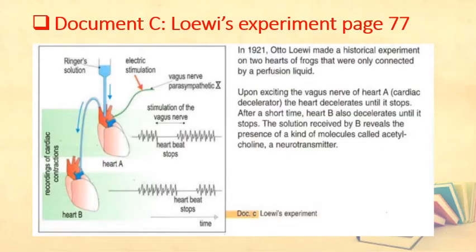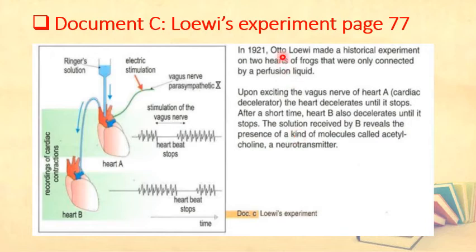Now, let's move to document C. In document C, we are going to talk about a neurotransmitter. You are responsible for it. It is very important. What do we have in document C? It is called the Lewis experiment. Let us check what the experiment of Lewis was about.